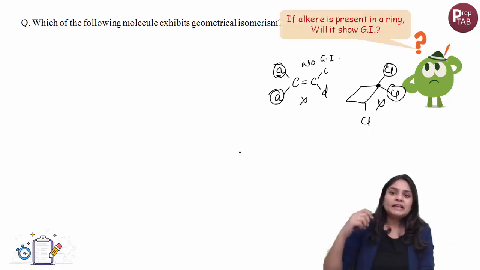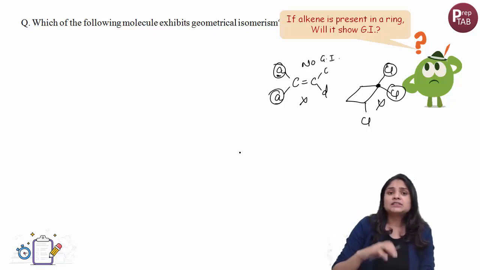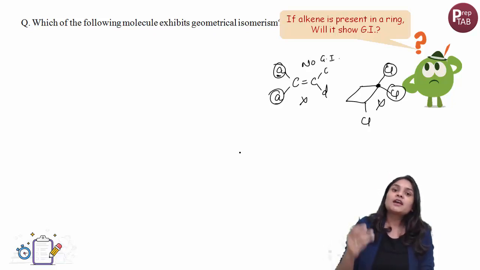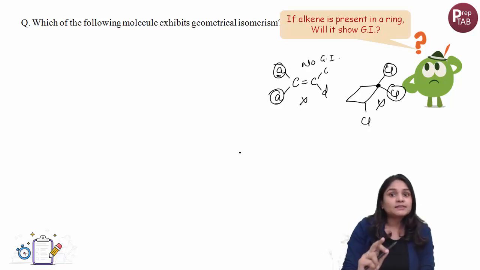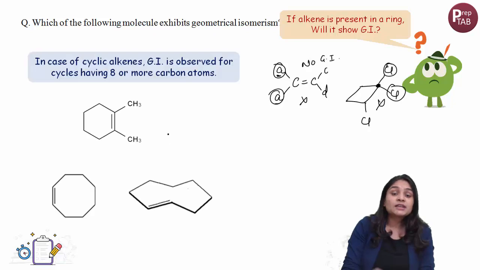What if alkene is present in a ring? Now as I said that the cycle should be an alkane, it should not be an alkene, right? Now what if the ring has a double bond? Then will it show geometrical isomerism? Yes, there are cases when even in a ring, when you have a double bond, you can observe geometrical isomerism, but what is the condition? The condition is that the ring should have 8 or more carbon atoms. Okay? A ring containing a double bond will show cis and trans form only when it has 8 or more carbon atoms. Okay?